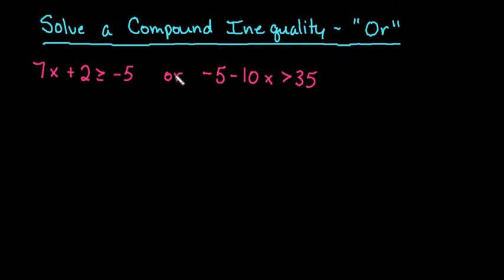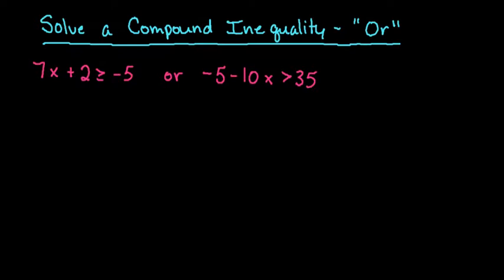Hi, for this video what we're going to do is solve a compound inequality. This particular one is an OR inequality, which means that either one or the other must be true. With an OR inequality, they don't both have to be true. It is possible that both of them are true, but one or the other must be true.